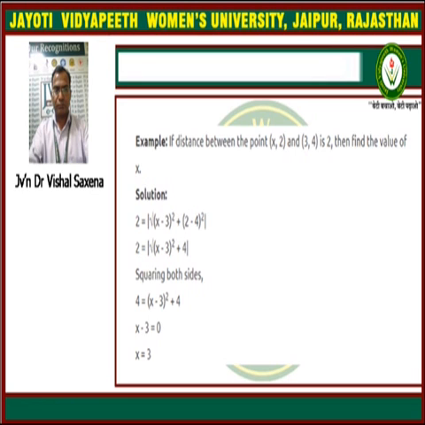So in the solution, 2, the distance, is equal to under root (x1 minus x2) whole square, so (x minus 3) whole square, plus (y1 minus y2) whole square, so (2 minus 4) whole square is written there. So 2 is equal to under root of (x minus 3) whole square plus 4. Now we have to solve this equation, so squaring both the sides, and after solving we will get the value of x equal to 3. So this is the answer.